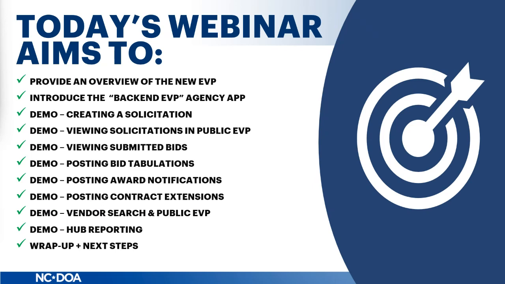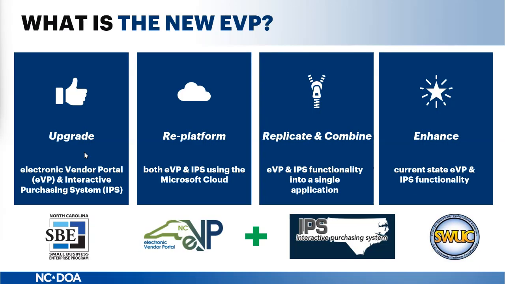Then I'm going to pass it over to Zach towards the end, and he's going to go over contract extension notifications, how you're going to search for vendors in the public search, as well as other specifics on solicitations. Then he's going to get into HUB reporting, because there is some impact on HUB reporting in the new system. And we're going to wrap up with time for last questions and talk about some next steps. So that is what we intend to cover today, and let's get into it.